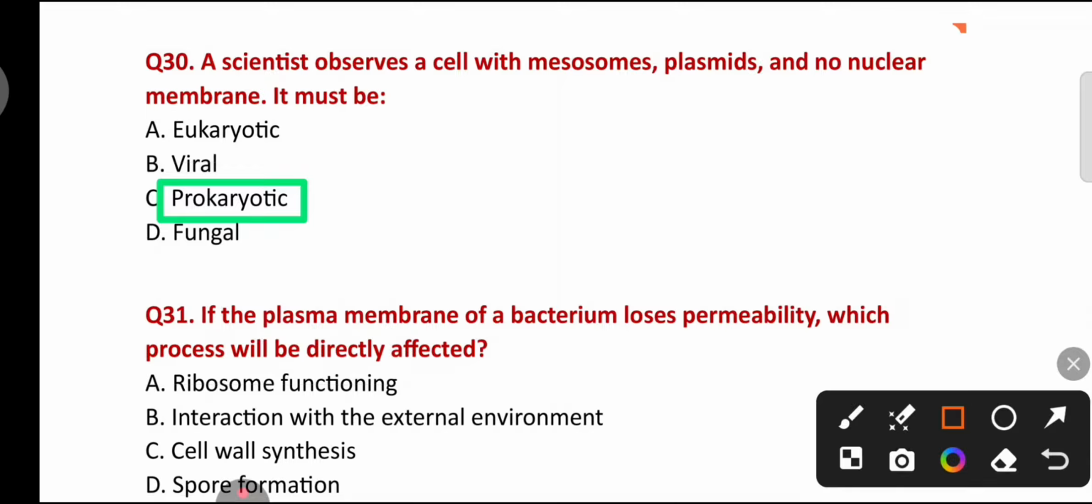If the plasma membrane of a bacterium loses permeability, which process will be directly affected? Ribosome functioning, interaction with the external environment, cell wall synthesis, spore formation. Interaction with the external environment will be directly affected.